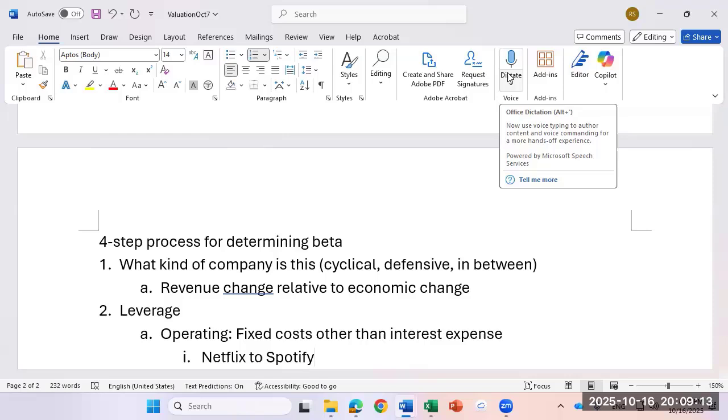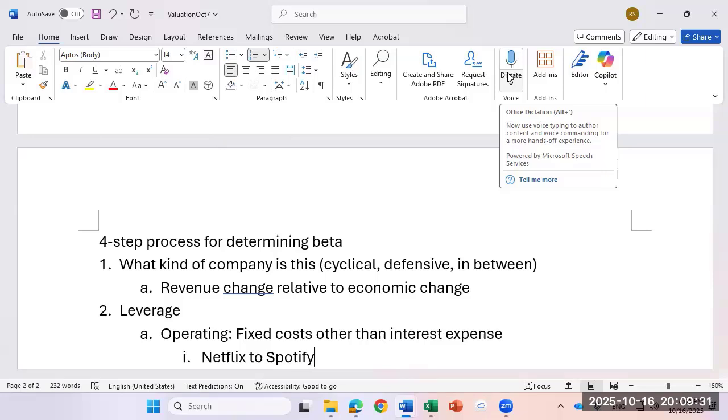So a little better. But they said Netflix is producing its own shows. Massive, massive fixed costs. Spotify is licensing all this stuff. Variable costs. So what does that imply for beta? Who has the higher beta from that standpoint? Netflix should.